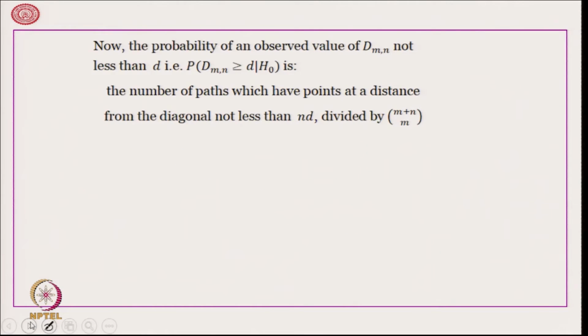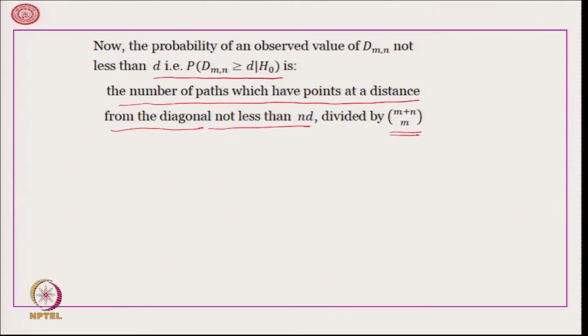Therefore, the probability of an observed value of D_mn not less than d, that is, the probability D_mn ≥ d under H0, is the number of paths which have points at a distance from the diagonal not less than n d, divided by (m+n) C m.